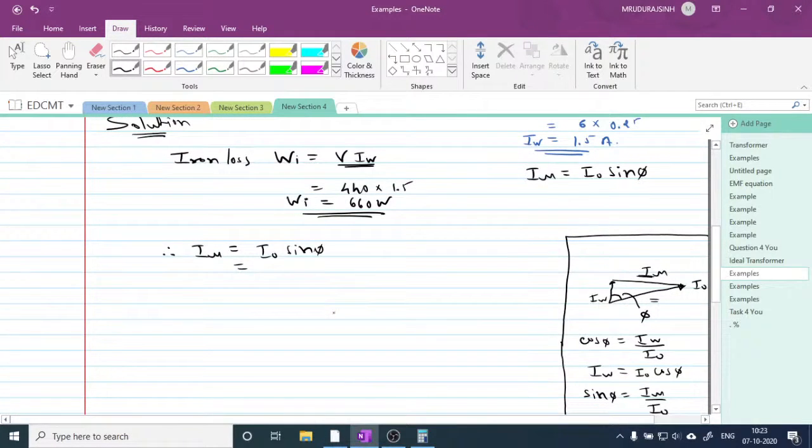The cos phi is given to us. Cos phi is 0.25. So phi is equal to cos inverse of 0.25. So we can write that.